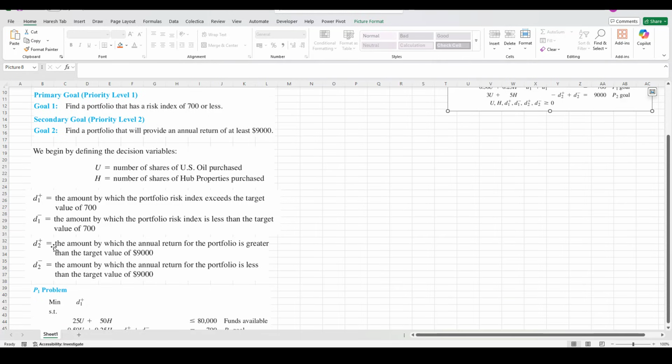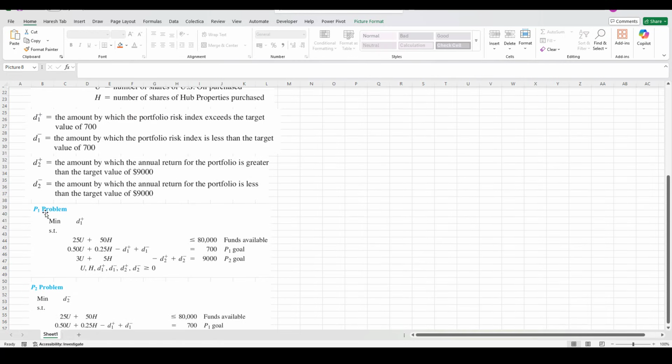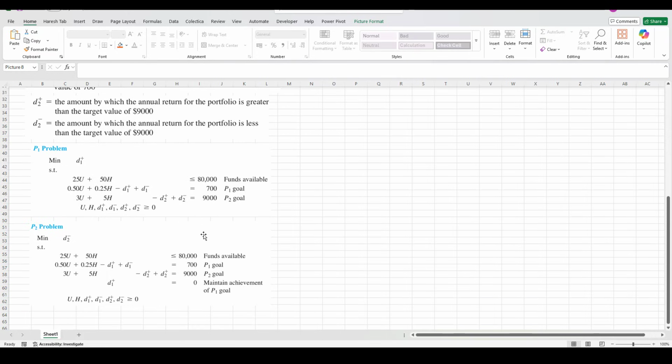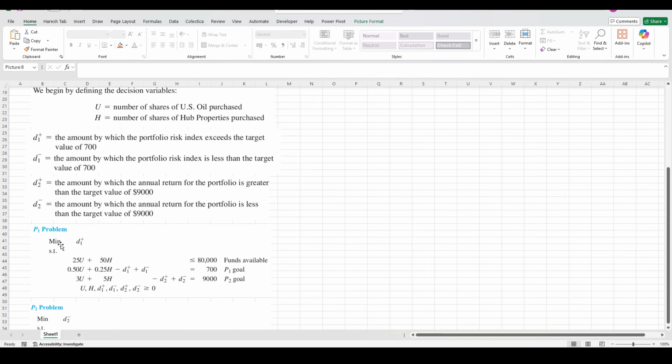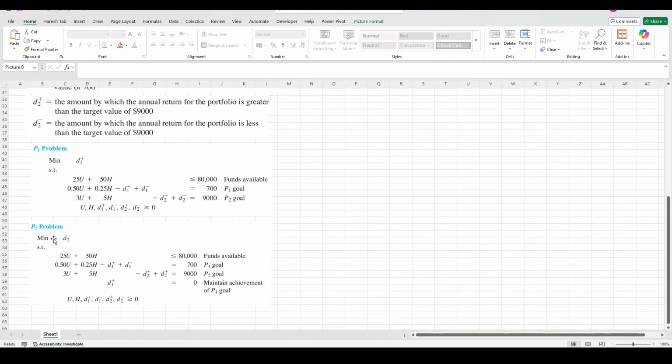D2 plus is the amount by which the annual return exceeds $9,000, which is the requirement, and D2 minus is the amount by which the annual return from the portfolio is less than the $9,000 target value. So how to solve this? This is our P1 problem and this is our P2 problem. In the P1 problem we try to minimize D1 plus, and we set up this problem. In the P2 problem we minimize D2 minus, and we set up this problem.